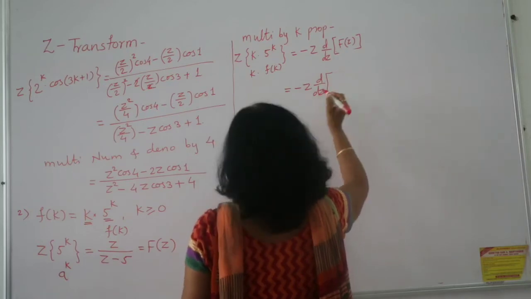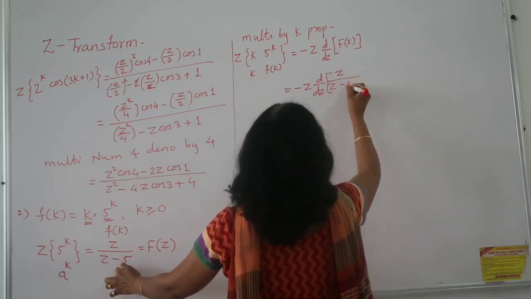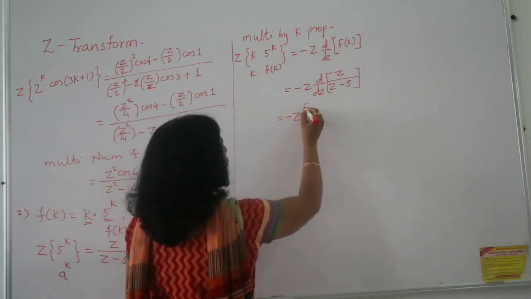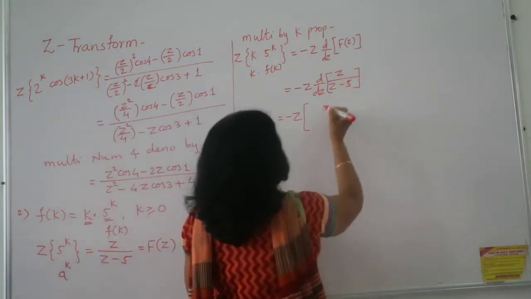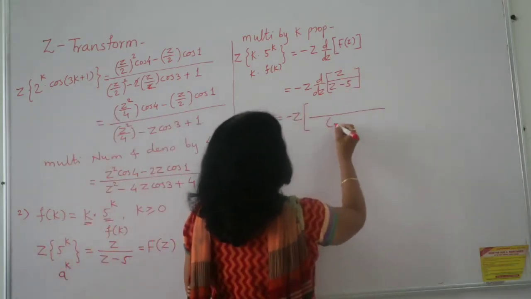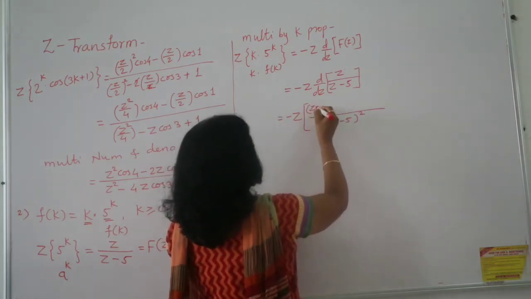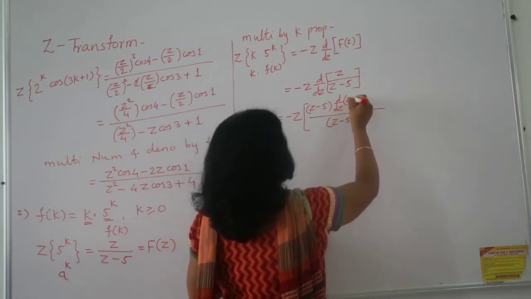Now what is my f of z here? I have already mentioned it is z upon z minus 5, right? So you may apply here minus z, and when you are differentiating, we can apply the quotient rule for this. So here u upon v: first of all v square, z minus 5 square, then v, z minus 5, then you have to say d by dz of z. So I am writing it for you.